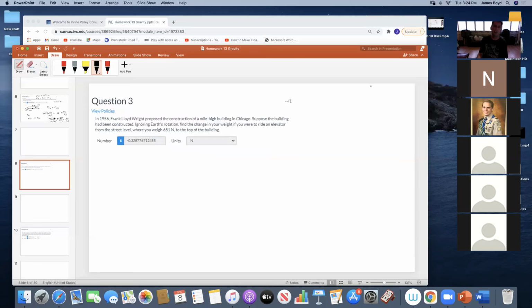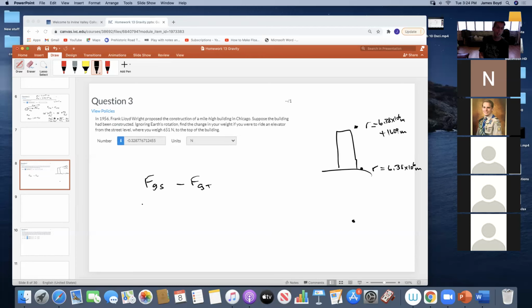Here we have Frank Lloyd Wright builds a mile high building, and we want to know what is the difference in your acceleration at the top. So you need to know that here at the surface, you're at 6.38 times 10 to the 6 meters. And here you're at 6.38 times 10 to the 6 meters plus 1609 meters, which is 1 mile. So you're going to have some small change. And essentially, what we want to know is what is the force of gravity at the surface minus the force of gravity at the top.